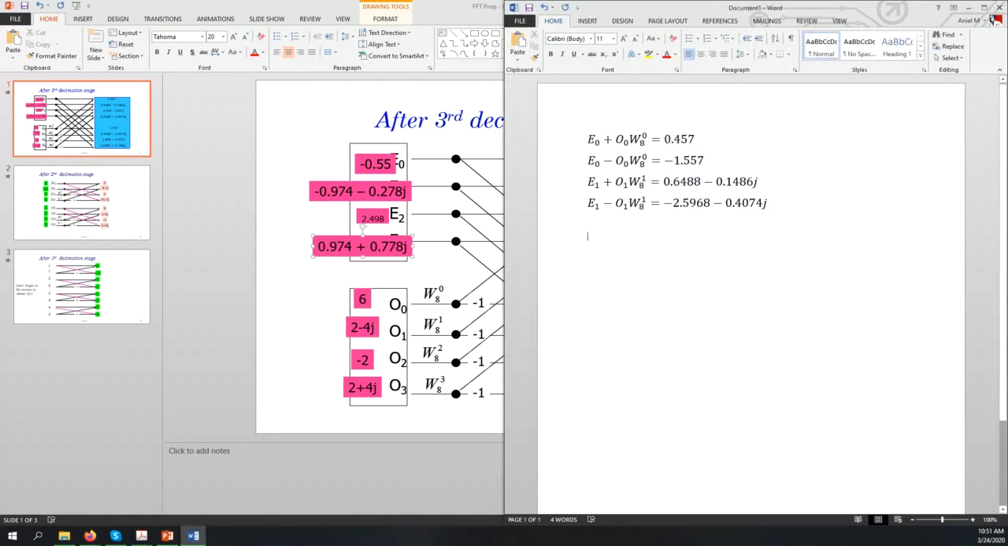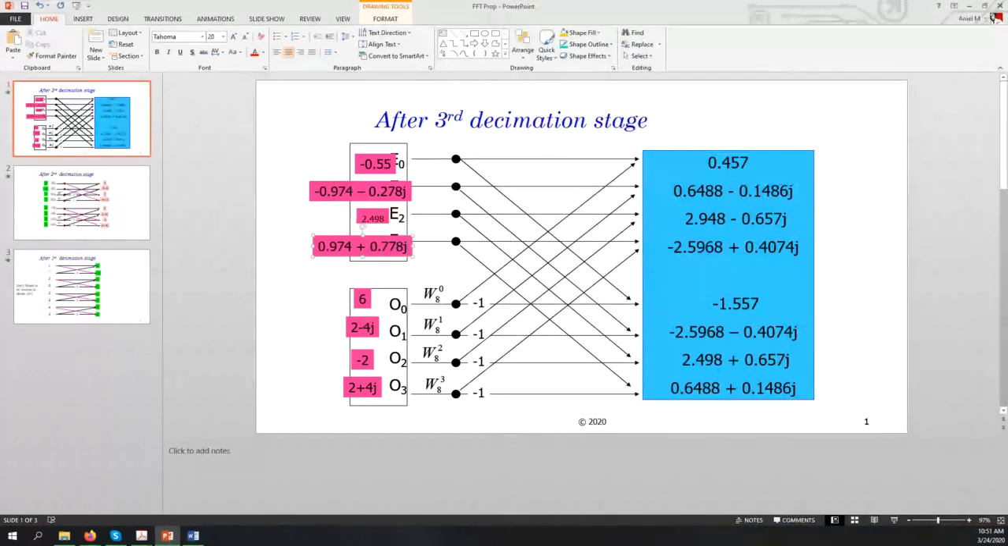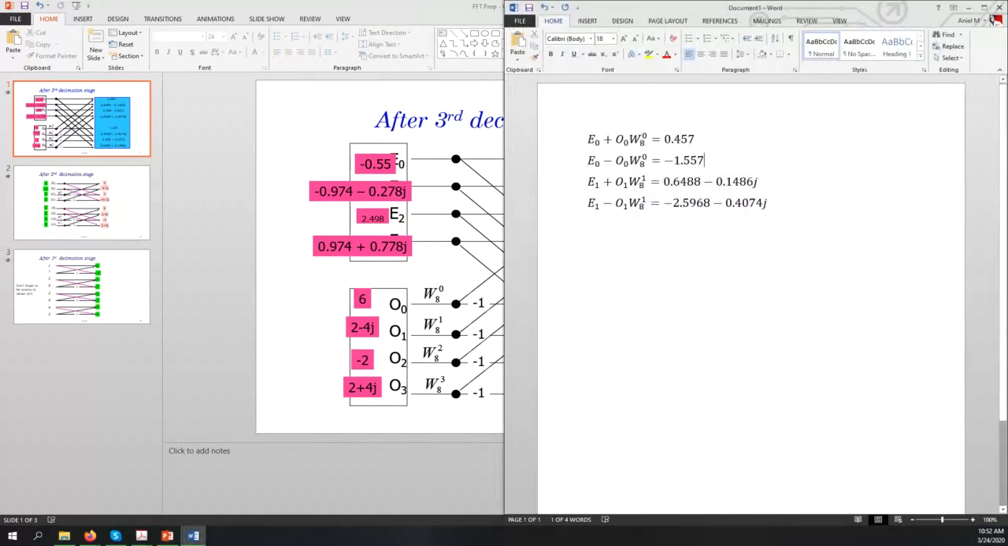So remember here, when we watch the butterfly equations, we'll have the addition of the two values equal to one of these values, but the subtraction of the two values equal to the next one of these values. So this E0 value plus the O0 W81 will give us this value. And then E0 minus, because I'm just negative 1 here, O0 W80 will give us this value accordingly. And because we have these two equations with respect to E0 and O0, we can solve for E0 and O0 using simultaneous equations.